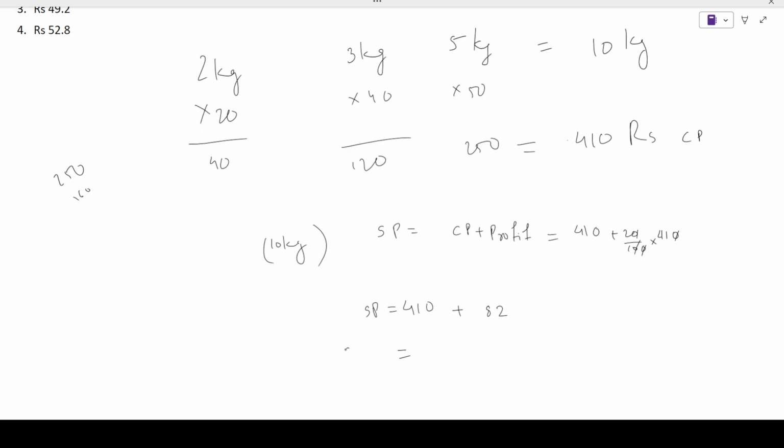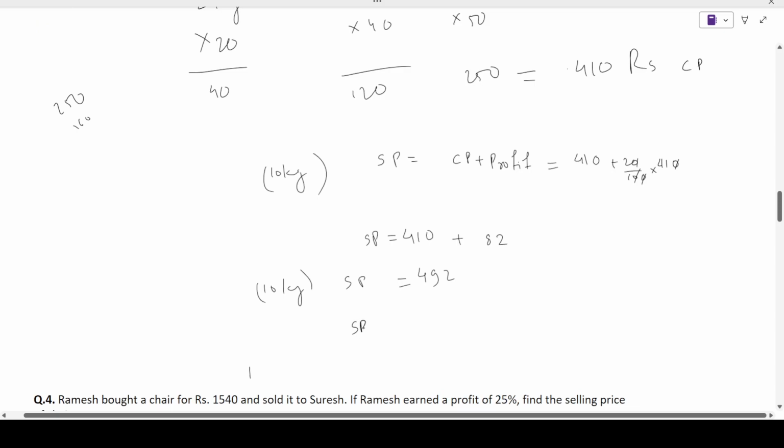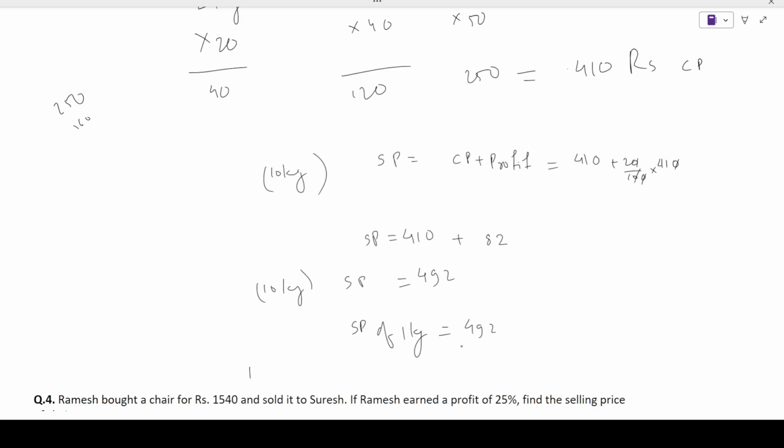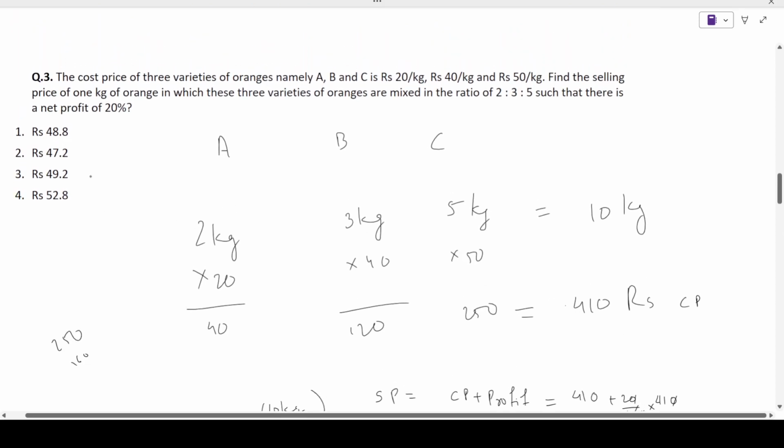Adding this selling price, we have 492 for 10 kg. To find the selling price for 1 kg, the selling price of 1 kg should be 492 by 10, which is 49.2 rupees. In the question, this is option number 3.